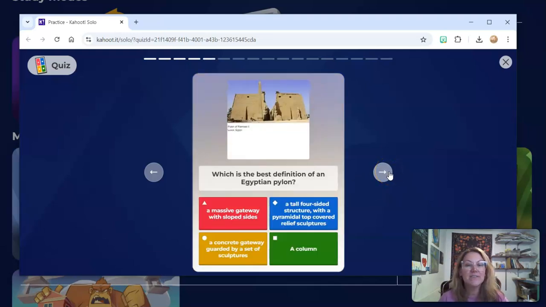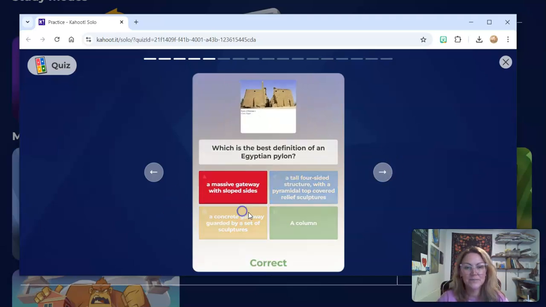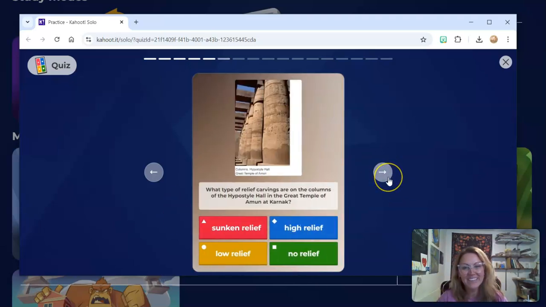Which is the best definition of an Egyptian pylon? So an Egyptian pylon is a massive gateway with sloped sides. You can find that one. While you're doing this, you can pause, read all the answers, and then do it before I give the definition.